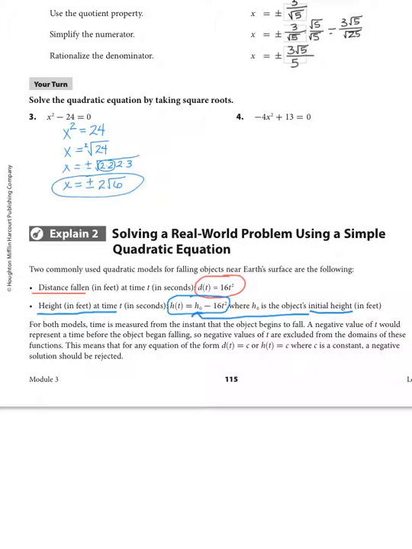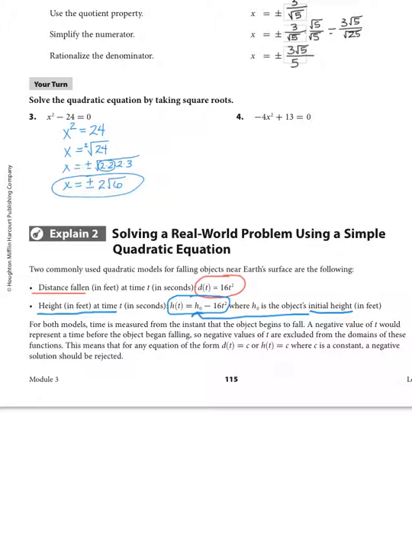And finally, for this lesson, I just want to direct your attention to the bottom of page 115 under Explain 2. When you're working with a word problem, there are 2 formulas you're probably going to need from physics. One of them is the distance fallen. That equation is pretty straightforward. The distance equals 16t squared, t being time.